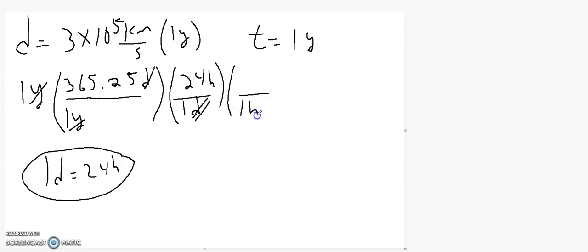But we want to go even further than that. In 1 hour, there are 60 minutes. Use MIN for minutes, because we reserve lowercase m for meters. And then in 1 minute, there are 60 seconds. All right, so there we go.